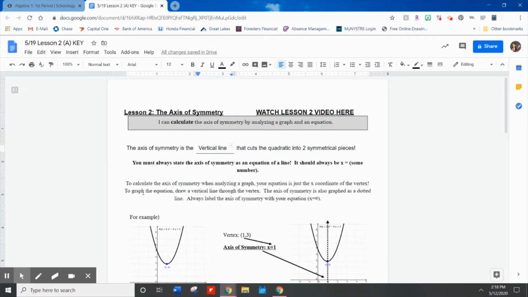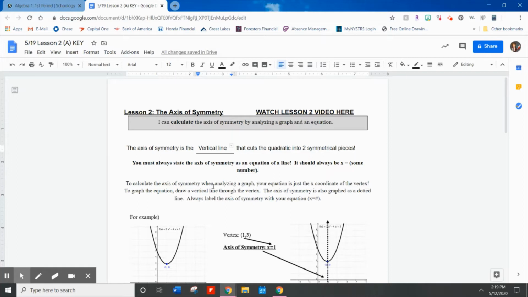So to calculate the axis of symmetry when analyzing a graph, your equation is just the x-coordinate of the vertex. Let me say that again. The axis of symmetry is just the x-coordinate of the vertex. If you think about it, the vertex is your turning point. That's where it changes. That's where you would cut your parabola in half to have one symmetrical side to the other symmetrical side.